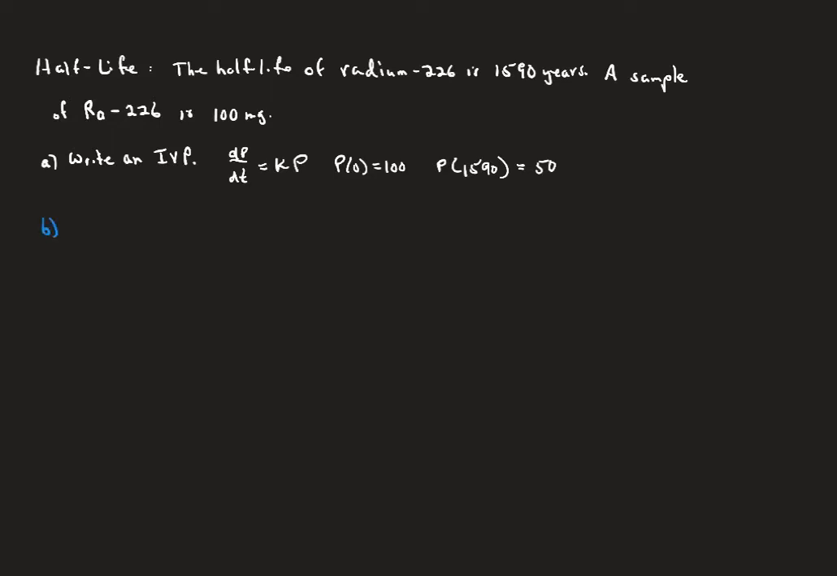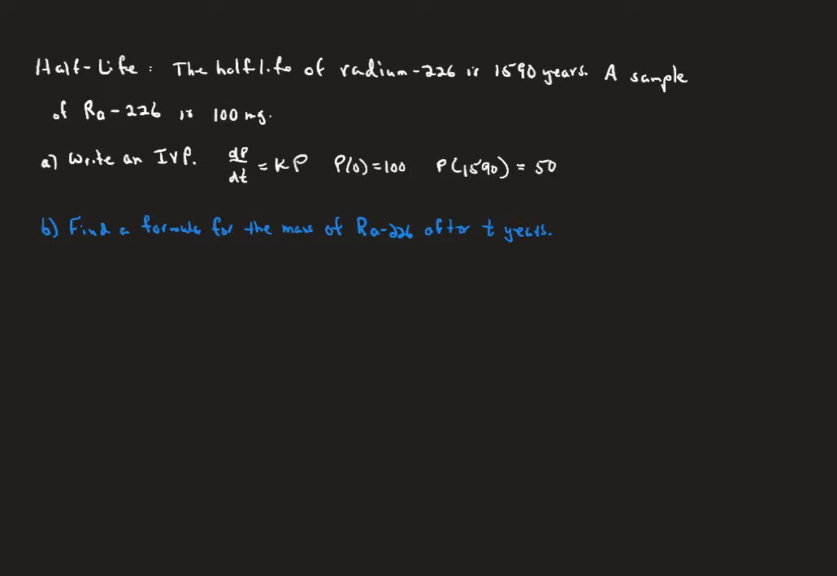So secondly, part B, we're going to say find a formula for the mass of radium-226 after t years. So in effect, what we're going to get is a formula for the amount present in terms of t.